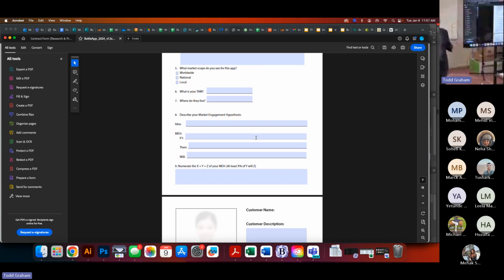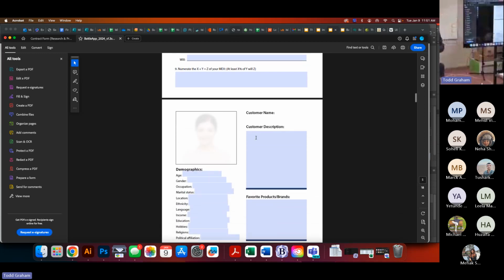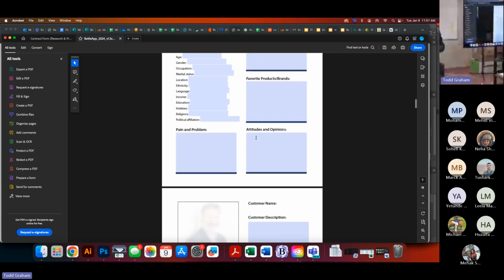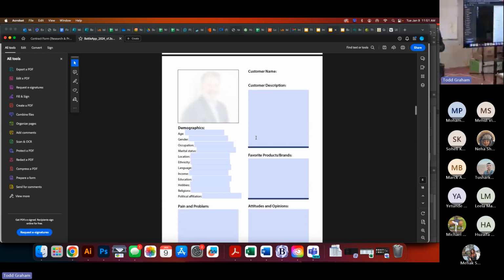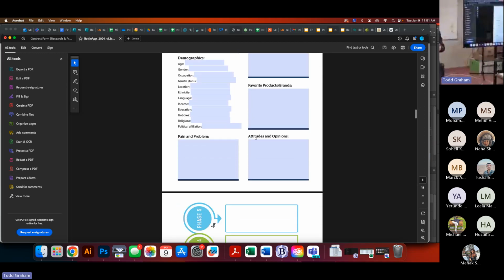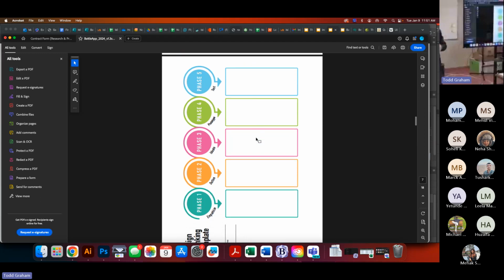And then we talk about, you know, where is the market for this? What's your market engagement hypothesis? We'll talk more about that. Identify your customer. Build a profile of the person you think is actually going to be buying this application. We've got a couple of worksheets. Now, these aren't fillable here, but you can print them off and use them to help ideate and sort of flesh out your idea.